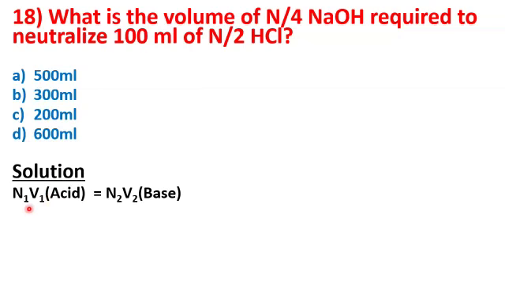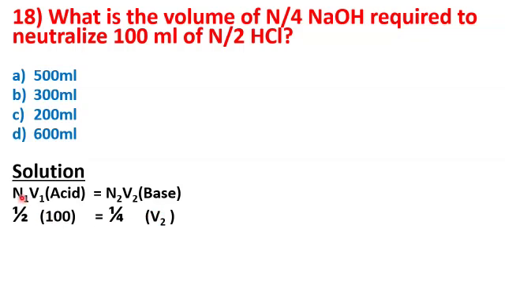So we can use the formula of N1V1 is equal to N2V2. So here two solutions are there, acid and base. So N1V1 let it be of acid and N2V2 let it be of base. So here N1 and N2 are the normality of acid and base and V1 and V2 are the volumes of acid and base respectively. So substitute the values.